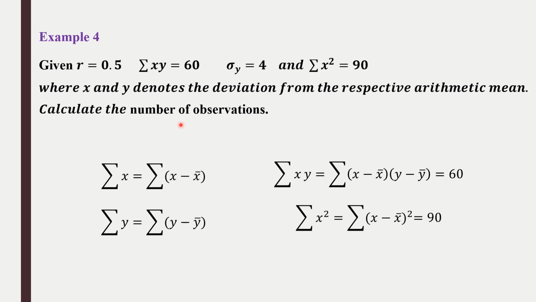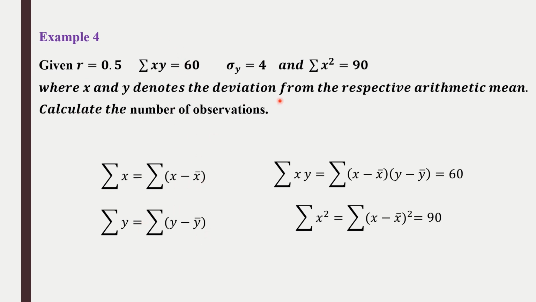Next example. Given R as 0.5, summation xy 60, sigma y 4, summation x square is 90, where x and y denote the deviation from the respective arithmetic mean. So whatever x and y are given, they are not directly x and y. X is equal to x minus x bar. Y is equal to y minus y bar.